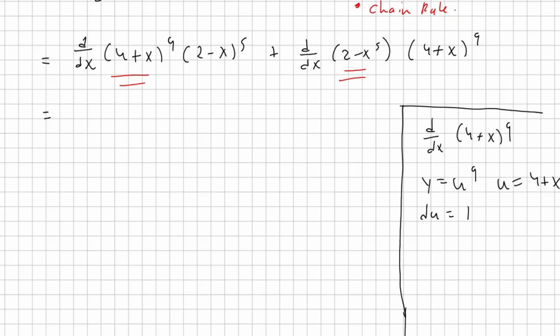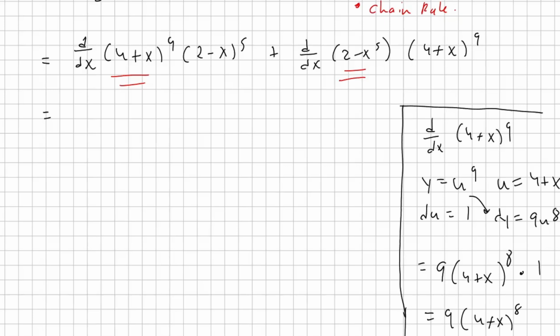So now when we put this together, we're basically going to get, oh yeah, we also forgot to do dy. Our dy is going to be equal to 9u to the 8. So when we put this together, we're going to get 9 times (4 plus x) to the 8, right? And then we're going to be multiplying it by my du of 1. So this is basically my final answer, 9 times (4 plus x) to the 8.